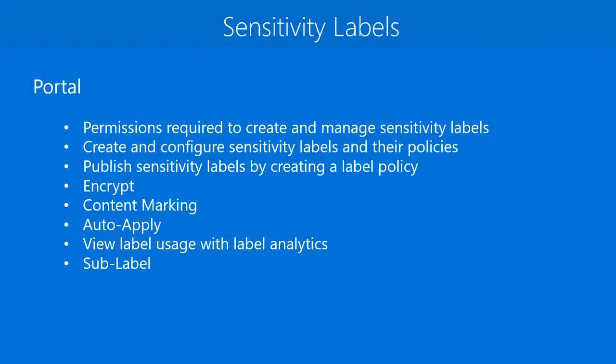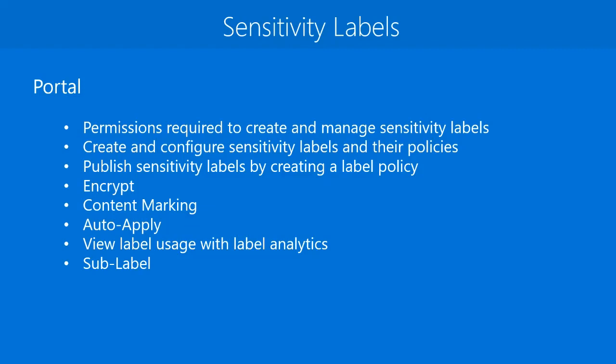We can create multiple sensitivity labels, and the priority of labels is defined from top to bottom. So if you go to the Security and Compliance Center and go to sensitivity labels, and you have multiple labels created for your organization, the priority of those labels is defined from top to bottom. The same applies to sensitivity label policies if you have multiple policies.